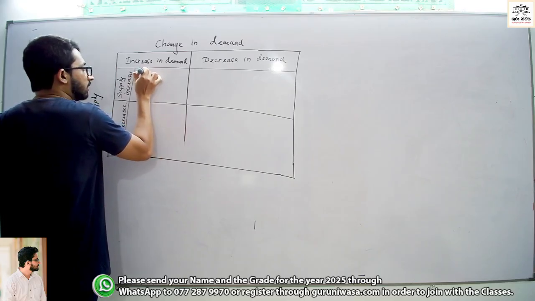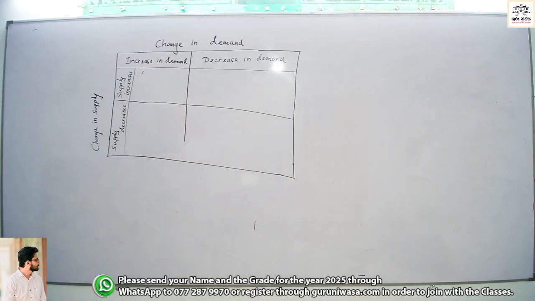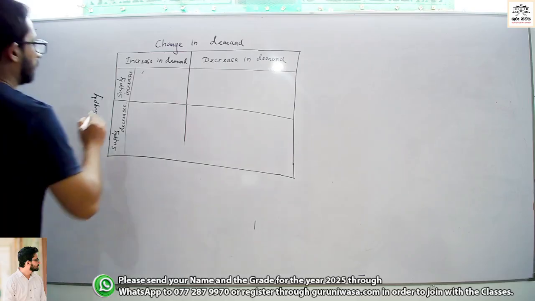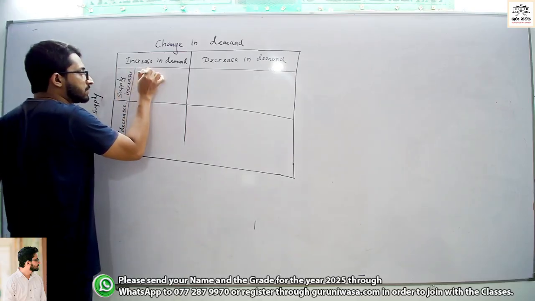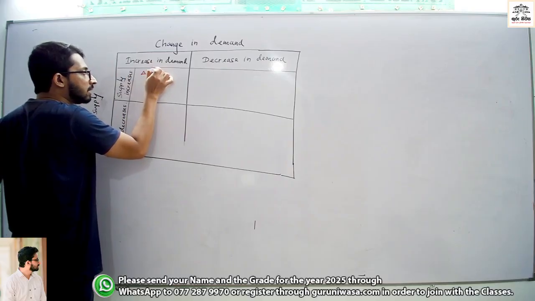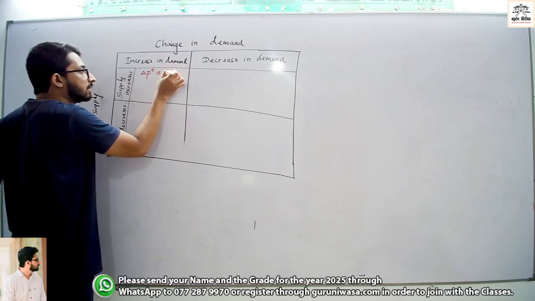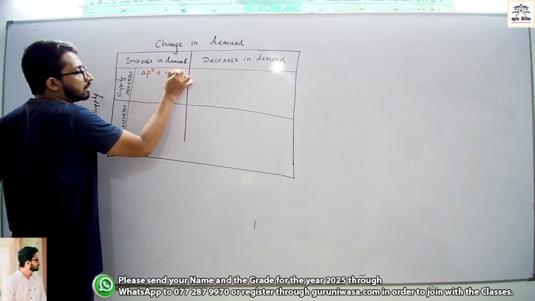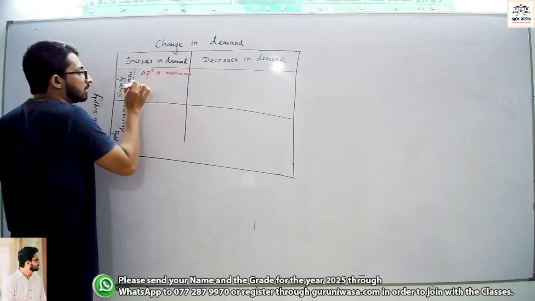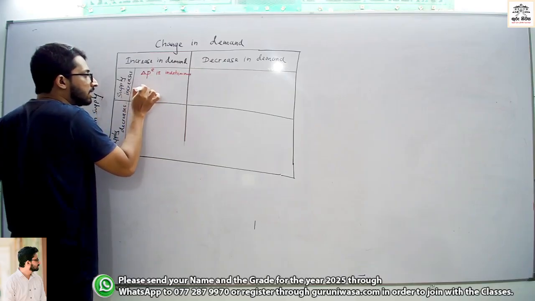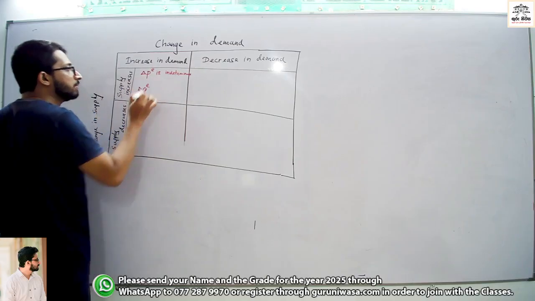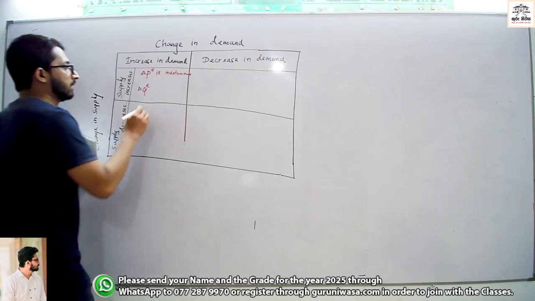Sorry, change in equilibrium price, PE, is indeterminate. Change in equilibrium quantity: what happens to equilibrium quantity? It increases.